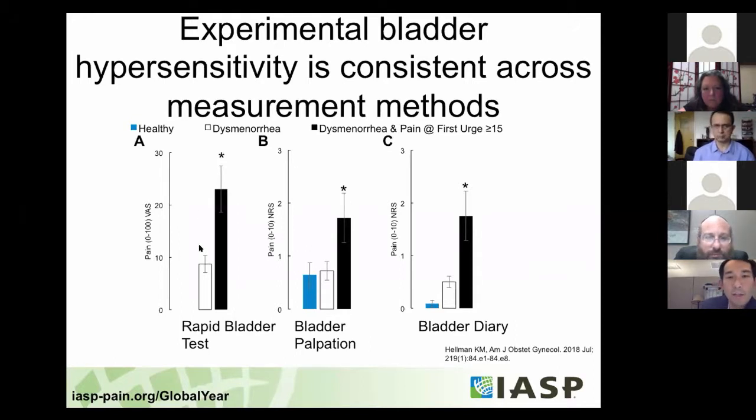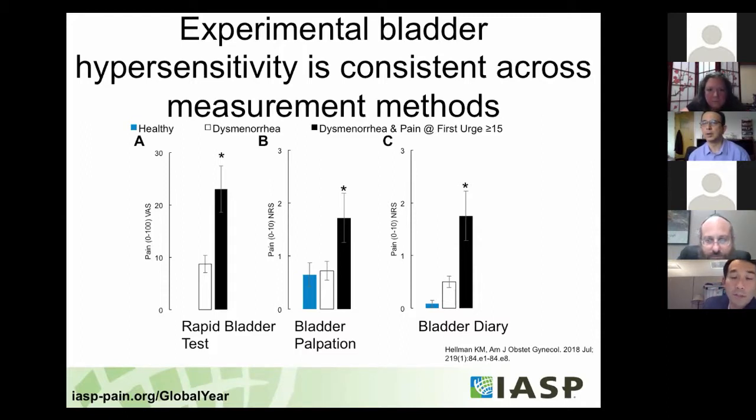pain score is. And again, you can see that there are individuals with dysmenorrhea who obviously have higher pain scores, and there's a group that report pain at filling, and that they're obviously having pain on their rapid bladder test that's even more pronounced. We see similar results, alluding to what Sandy was talking about, the standardized clinical exam. When we do a standard clinical palpation of the bladder, we see higher pain scores, specifically in that group of individuals that have this cross-organ sensitized phenotype on the formal testing. And we see the same thing again on their actual home bladder diaries, asking them just to report their spontaneous bladder pain across the month.